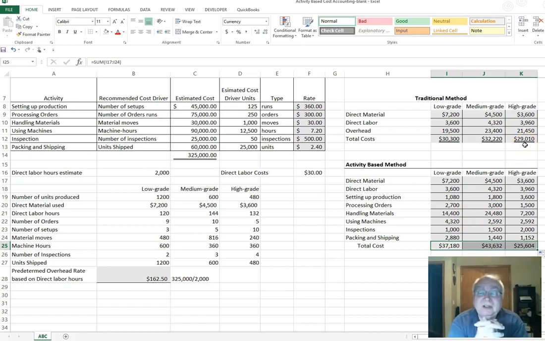So if you use activity-based costing, what you'd find is that your low grade is underpriced, medium grade steel is really underpriced, and your high grade is overpriced. Okay, so that's activity-based costing, just a simple way of trying to allocate overhead more accurately. So that's the difference between the 2, and I hope that helps, and that should be it.